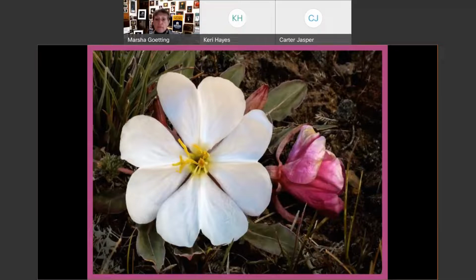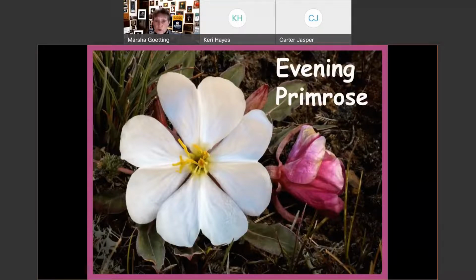Now here we have a primrose. And my hubby said I was really stretching this, but go with me for just a second. We want to be prim and proper with our evening primrose.